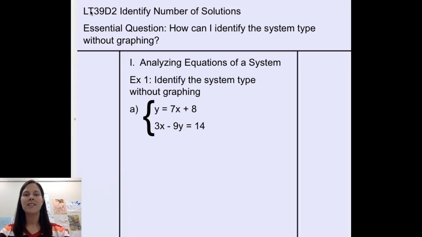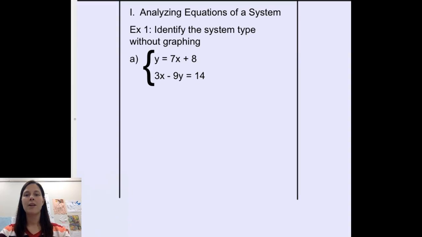So if the lines have the same slope but different y-intercepts, they'll be parallel, which means they will never intersect and they'll have no solution. If the lines have the same slope and the same y-intercept, they're the same line and they'll have many solutions. And if the slopes are different in any way, then the lines will intersect and we'll have one solution.